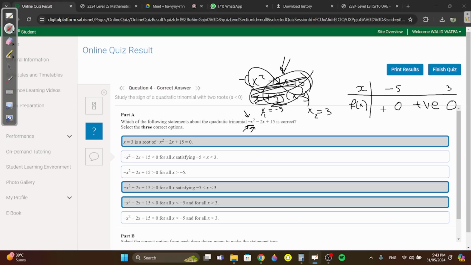Then before and after, it's going to continue as normal. So what was the sign of the quadratic? Negative. So before the root it's going to be the same as the quadratic, so it's going to be negative. Then after, it's also going to be the same, which is negative. Okay, let's see what they're asking. x equals 3 is a root.